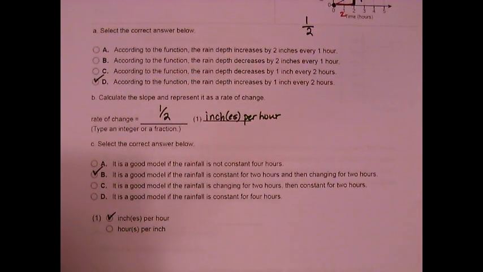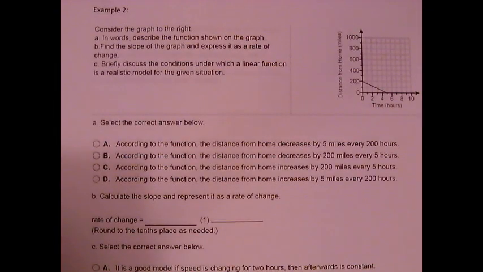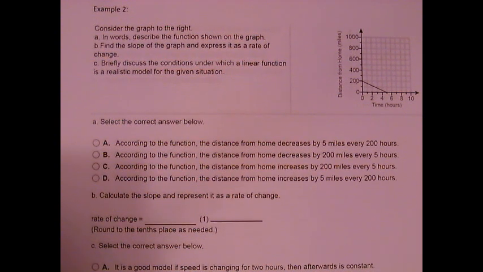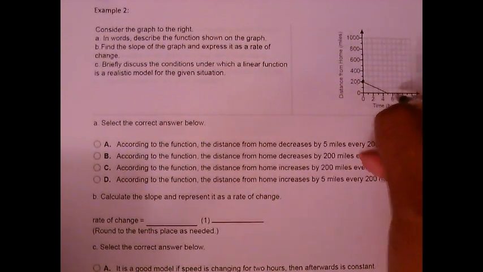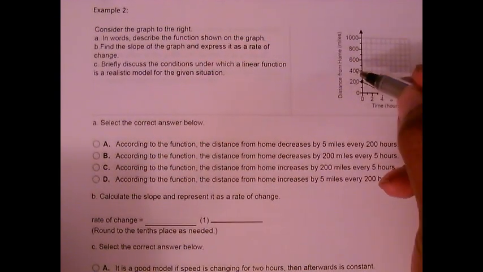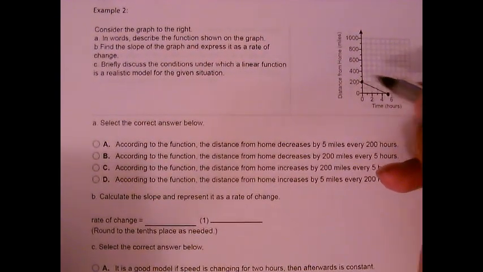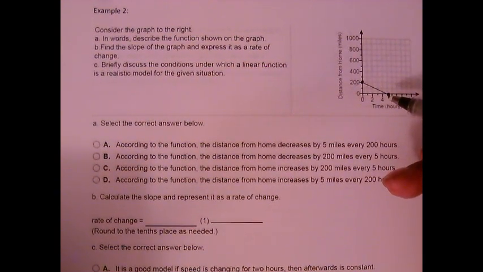Okay. Alright, here's the next example. Here's another graph that looks like this. In words, describe the function shown on the graph on the right. Okay, so let's look at this here. I'm going to compare this point with this point down here at 5. You can see it's going to be decreasing because the line is falling from left to right. As you can see, it is declining.